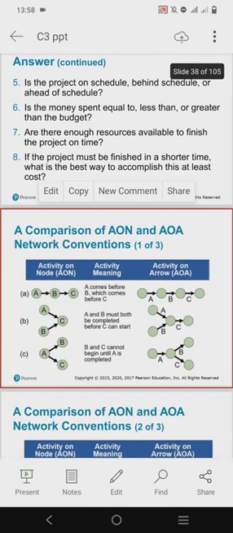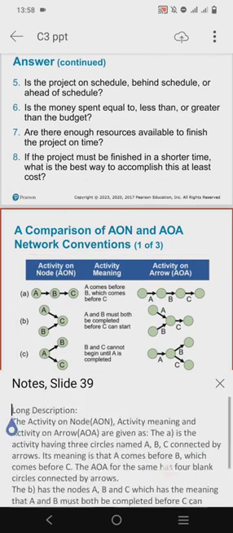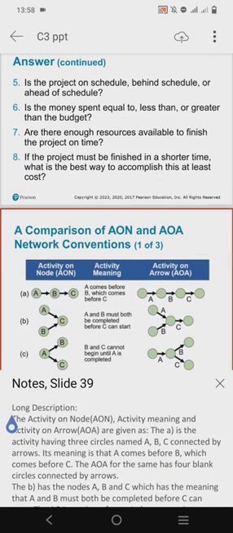Now, this slide is showing a comparison of the AON and AOA network conventions, and the AON stands for activity on node, while the AOA stands for activity on arrow. So as we can see here, first of all, in AON, which is the activity on node, activities are represented by nodes, okay? And arrows depict the dependencies between activities. So the nodes usually contain the activity name and duration. Here, the nodes are represented by circles, okay? So let's start with A, which has 3 circles, and these circles are named A, B, C, and they are connected by arrows, as we can see. So this means that A comes before B and B comes before C.